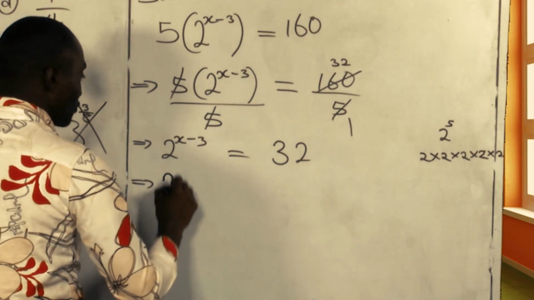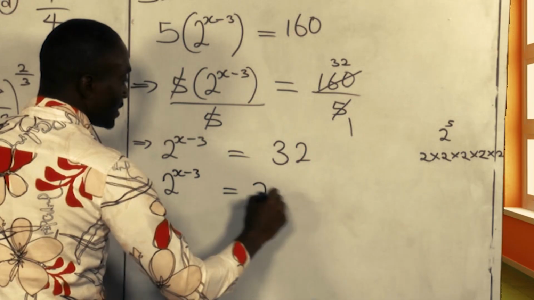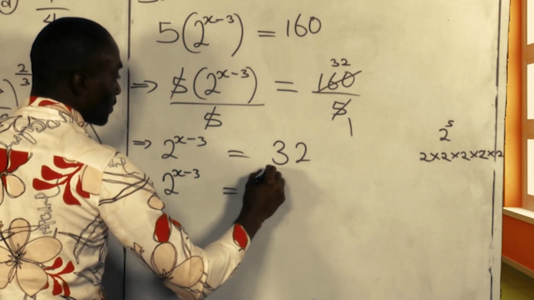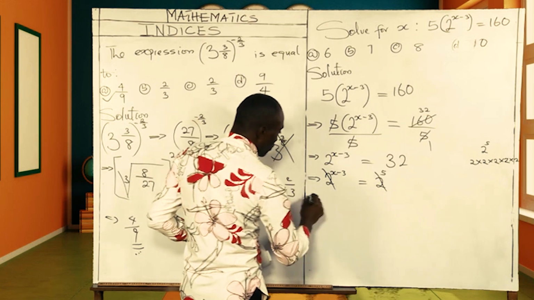So it means we have 2 raised to the power x minus 3 equals, instead of writing this 32, we are writing 2 raised to the power what? 5. So this base, we cancel this base. We'll be left with what?